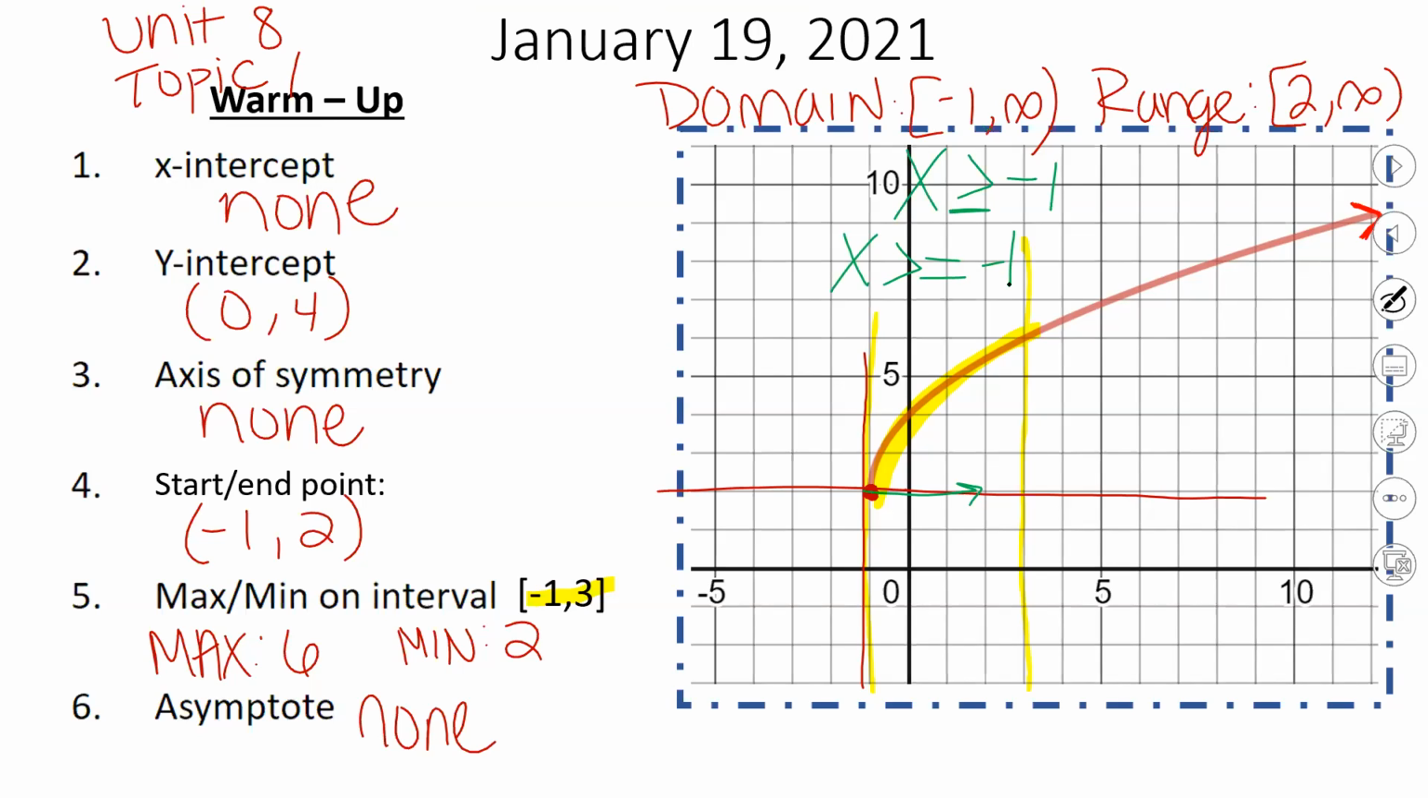Let's do the range. What letter goes with range? Y and the number 2. Is my graph above the number 2 or below the number 2? Above, so it's greater than. Okay?